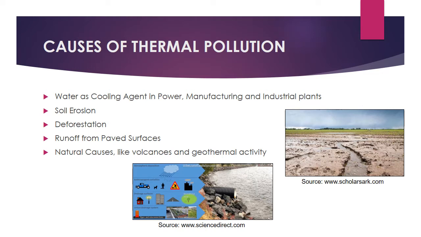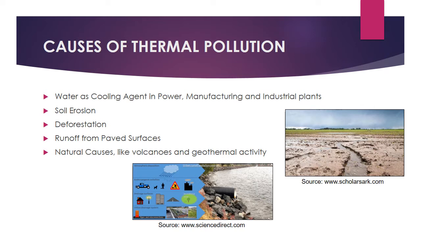Trees and plants prevent sunlight from falling directly on lakes, ponds or rivers. When deforestation takes place, these water bodies are directly exposed to sunlight, thus absorbing more heat and raising their temperature. Urban runoff discharge to surface waters from paved surfaces like roads and parking lots can make water warmer.